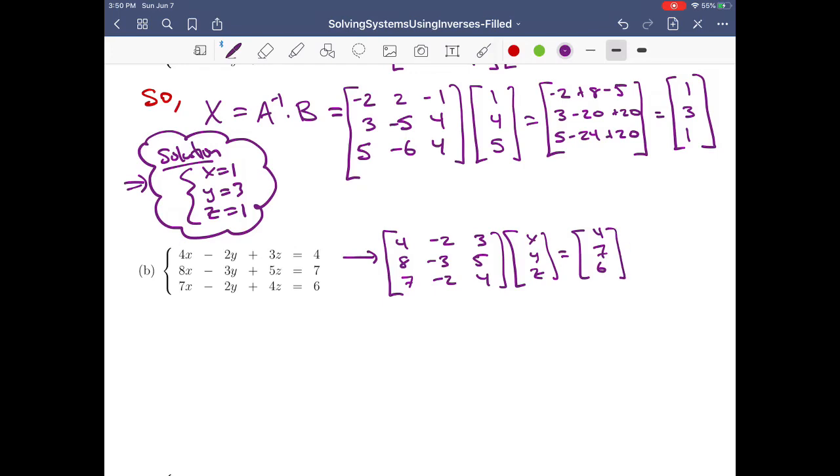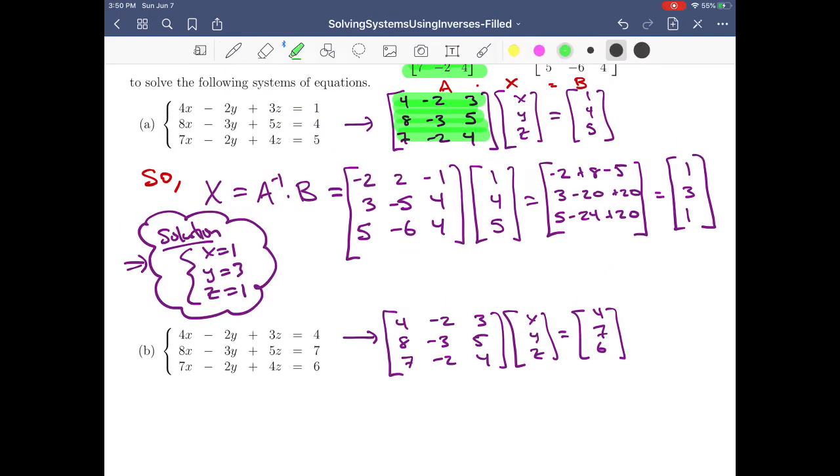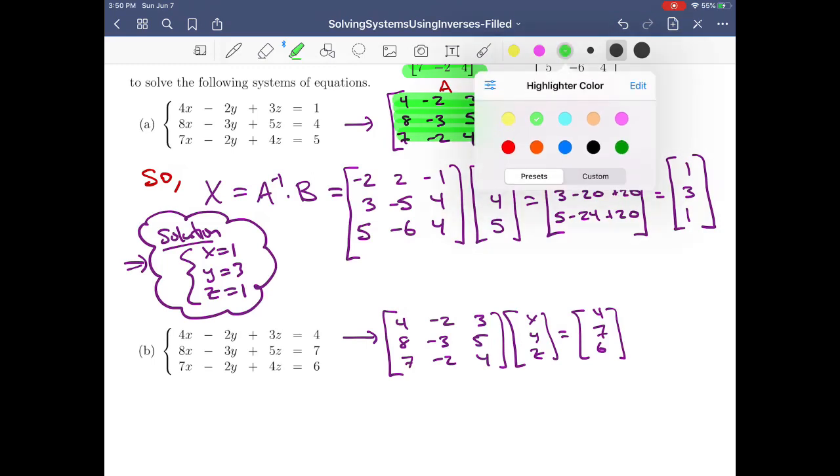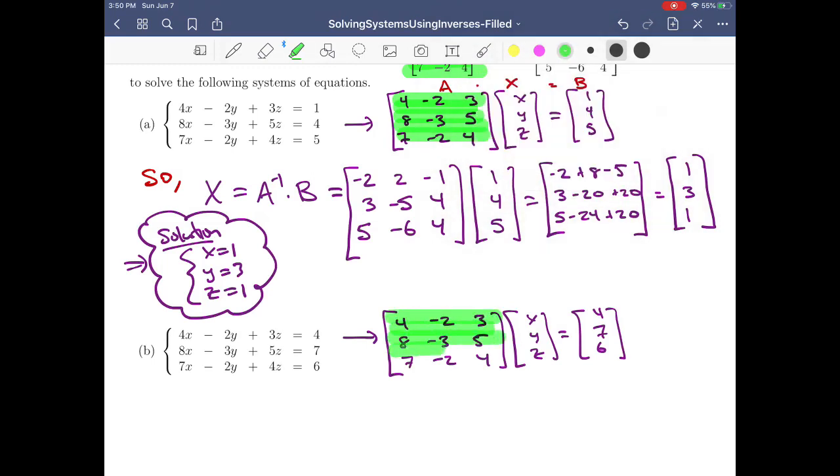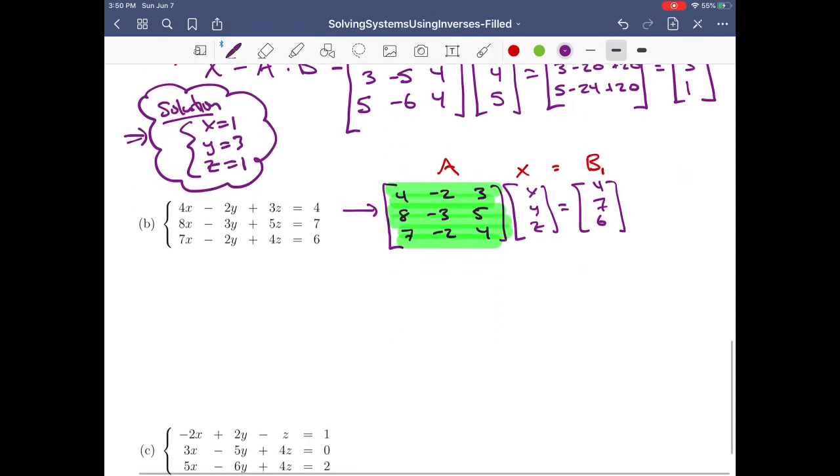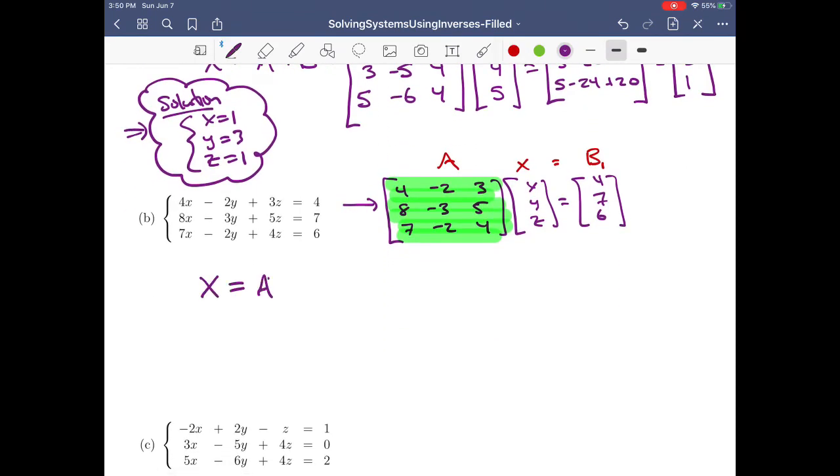Now I've seen this before. That's the exact same as the matrix up above. Okay, so this is still matrix A times X, and now I'm going to call this B1. So I have a new B matrix, but everything else is the same. So my solution, again, I just have to multiply my inverse by my new B.